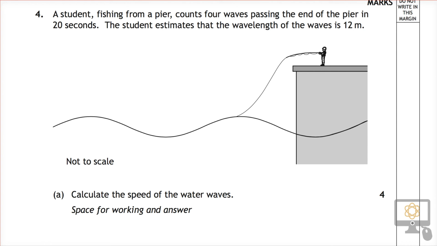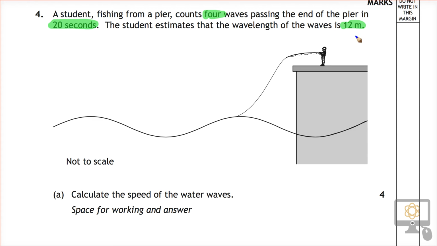Okay, so we're going to look just now at question number 4 from the 2014 National 5 physics paper. It says a student fishing from a pier counts 4 waves passing the end of the pier in 20 seconds. So the key things we've got here so far are that there are 4 waves, they pass the pier in 20 seconds. The student estimates that the wavelength of the waves is 12 meters.